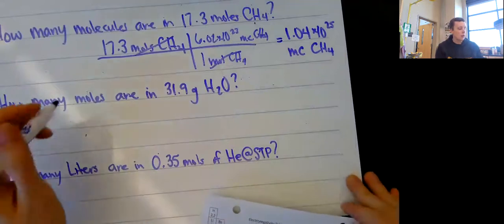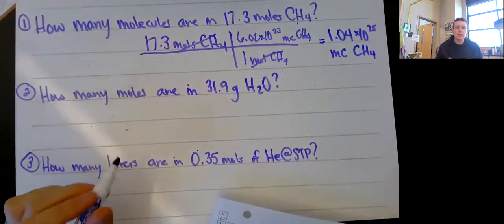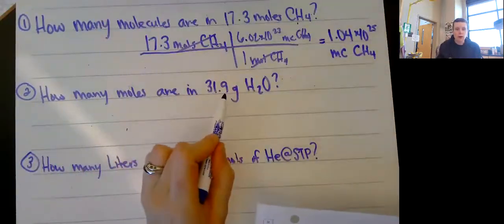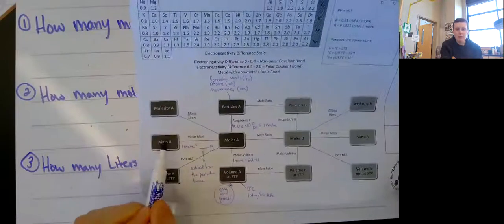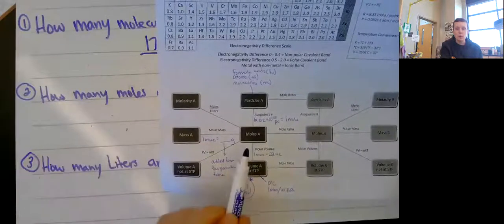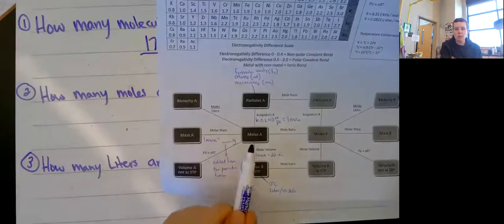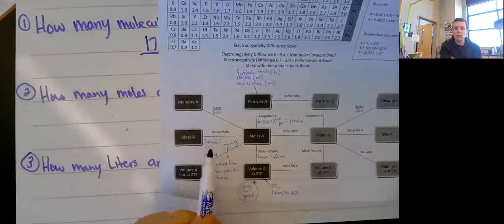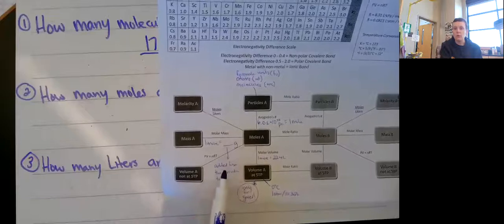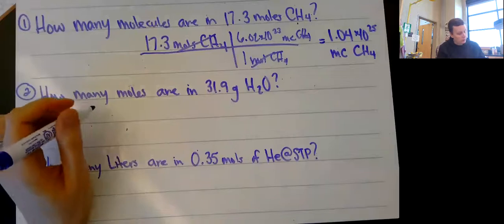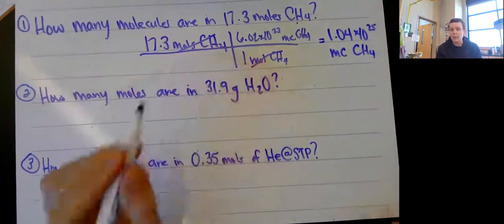All right, next one, 31.9 grams of water is how many moles? Again, look at this molar map. It tells you exactly what to do. We are given grams. Grams is mass. We are asking for how many moles. If I'm going from mass to moles, the only conversion factor I need is right here. 1 mole equals a certain number of grams, which comes from the periodic table. So for this problem, I need to know what that molar mass is.